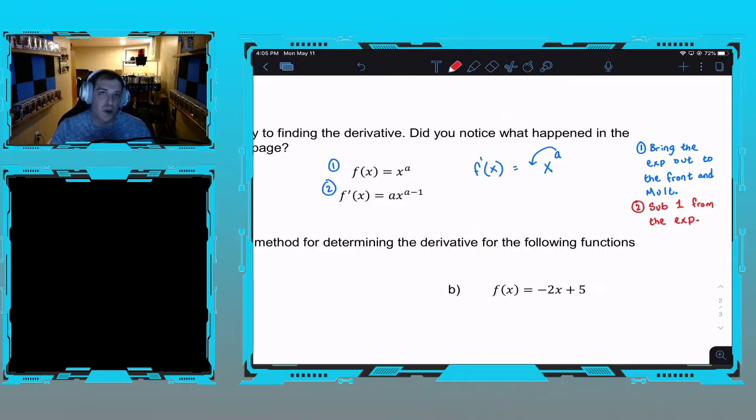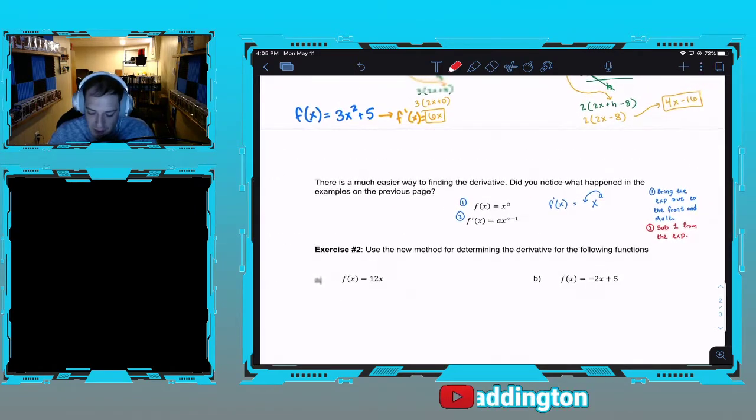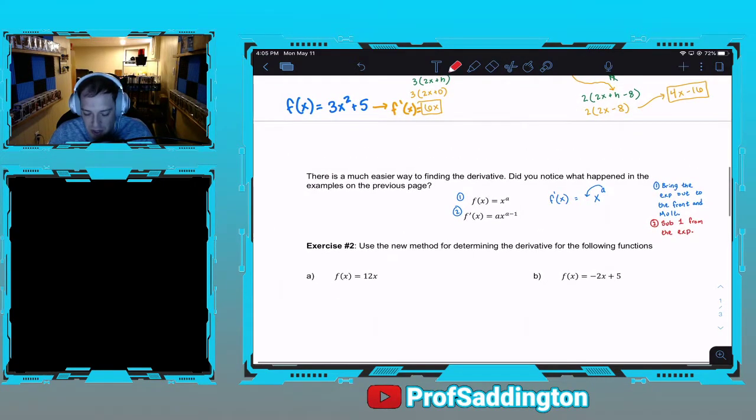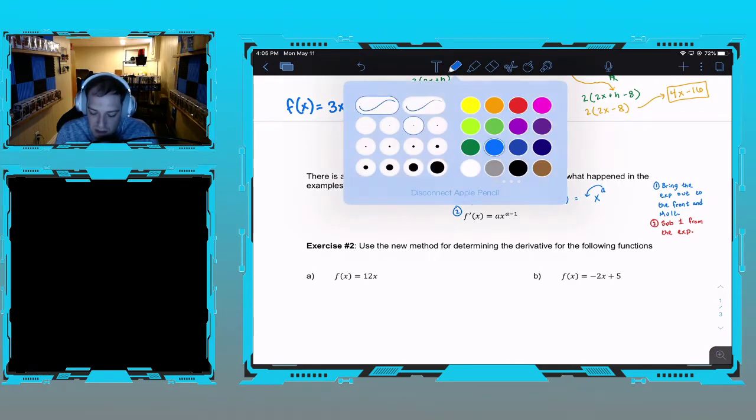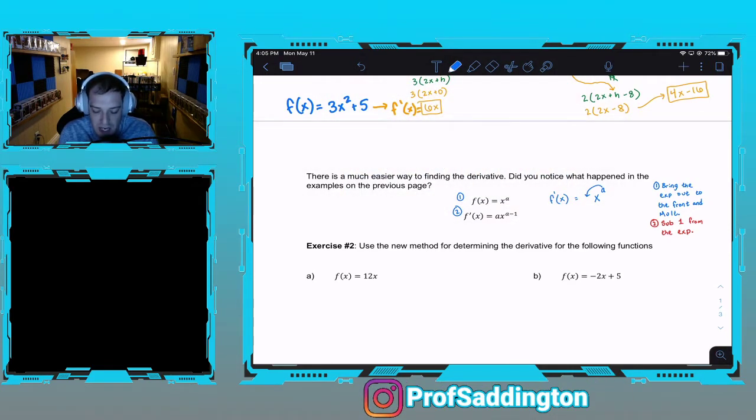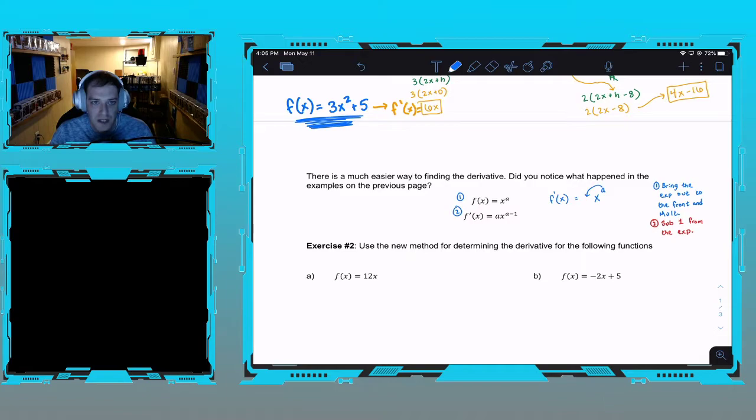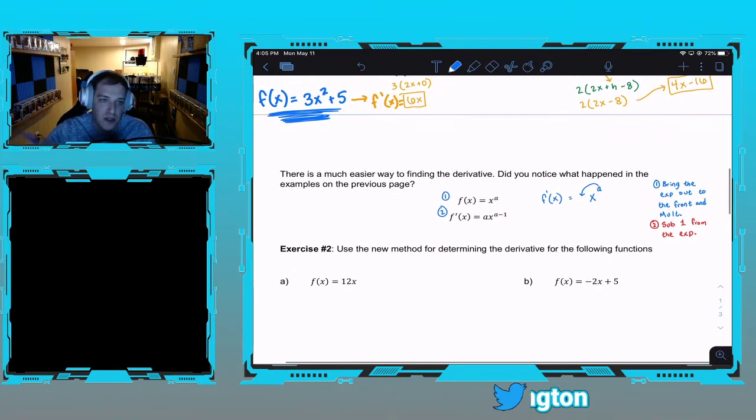This is called the shortcut method. This is what mathematicians discovered a long time ago, so they didn't have to write out everything like we did on the first page. I'm going to use this problem right here from Thursday to show you guys we're going to get the same exact answer of 6x by using those 2 steps. And then I'll do some more practice problems underneath exercise number 2.